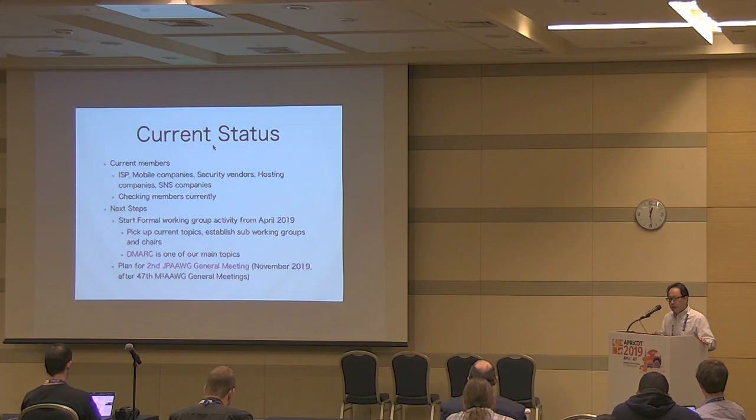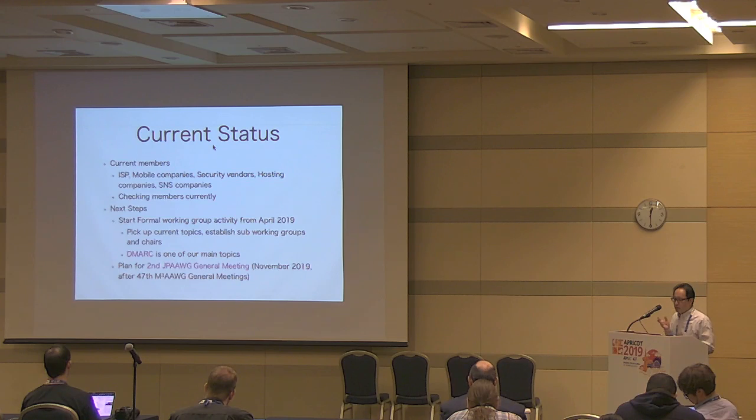As for the current status of the JPN, we are checking and collecting members for our activities, including ISPs, mobile carriers, security vendors, and also hosting companies and SNS companies. Line Corp will become our member. For the next step, we plan to formally start our activities from this April. We pick up the current topics and establish new sub-working groups and their chairs. We pick up new topics, such as how to mitigate antivirus.